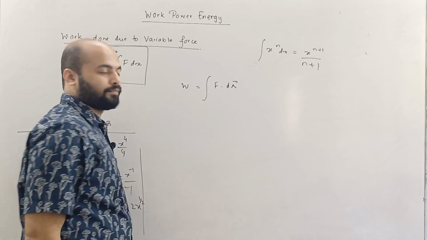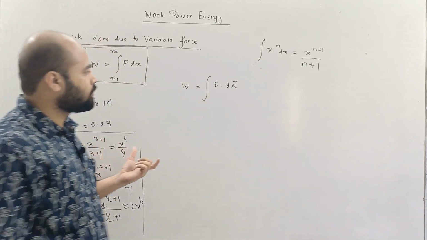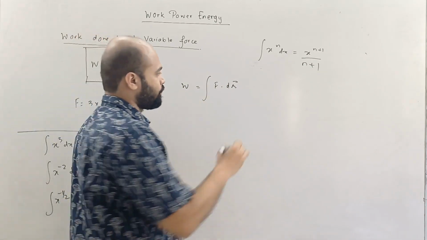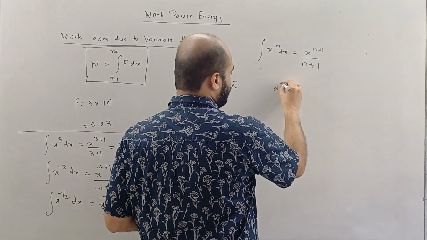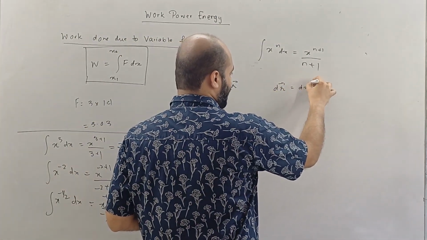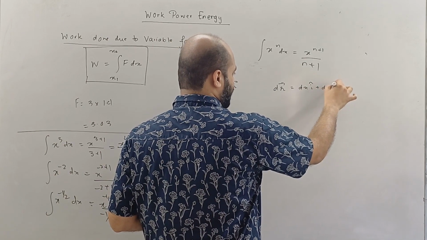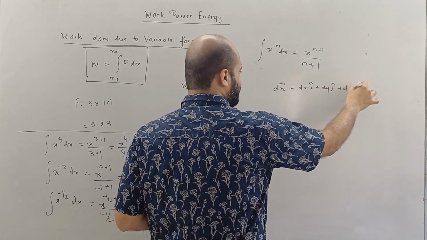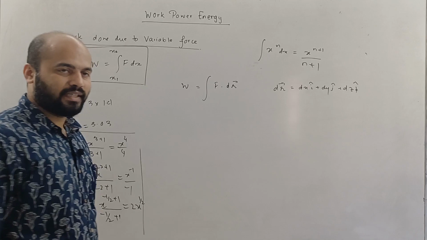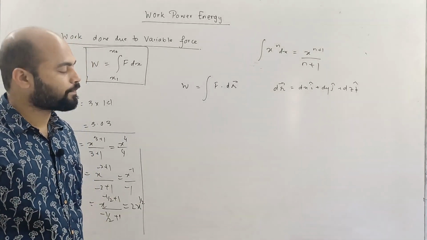This could be the work done. Now when I say dr, we're talking about space, and dr would be given as dx i cap, dy j cap, dz k cap. Let us say we divide the force components also.